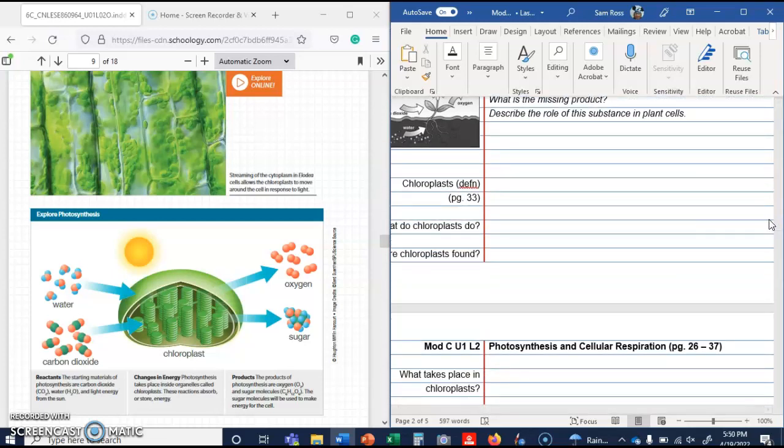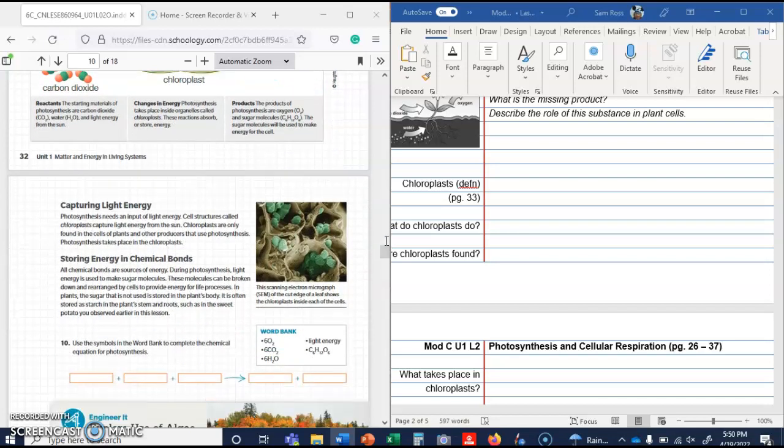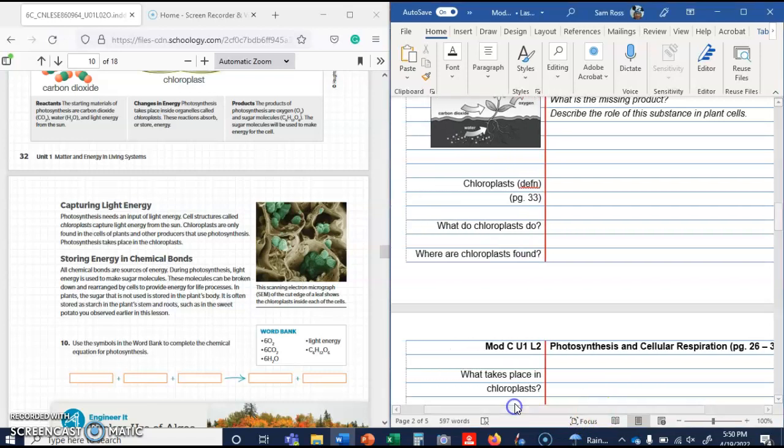Okay, so we're at the chloroplast definition, and that's going to be on page 33. So let's see, we're on 32. Let's see if we can find chloroplasts. Cell structures called chloroplasts capture light energy from the sun. So I would write cell structures that capture light energy from the sun. What do chloroplasts do? They capture light energy from the sun.